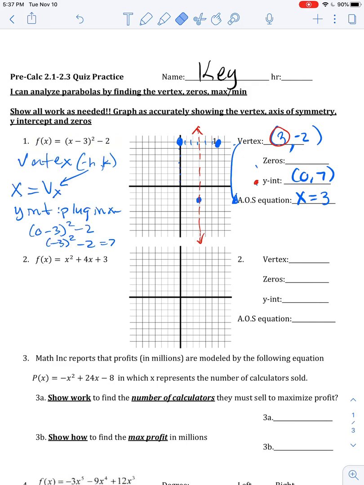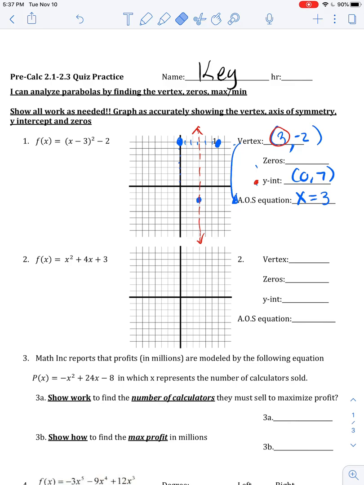Alrighty, now simply for lack of space, I'm going to have to erase the work that I did here. Then I'm going to go ahead and show my work for this last one, finding the zeros. So again, refer back to your chart. And your chart is going to tell you that to find the zeros, you set the equation equal to 0. And then you're going to solve by square roots.